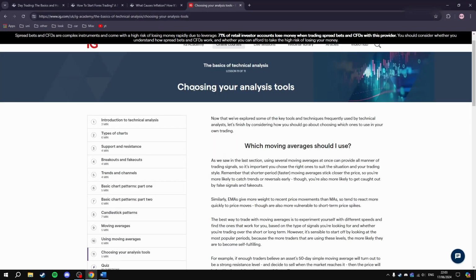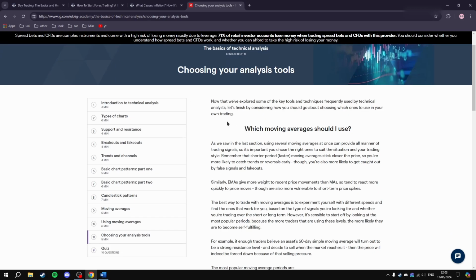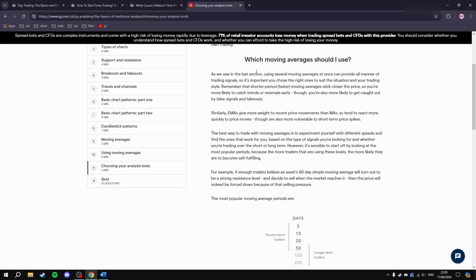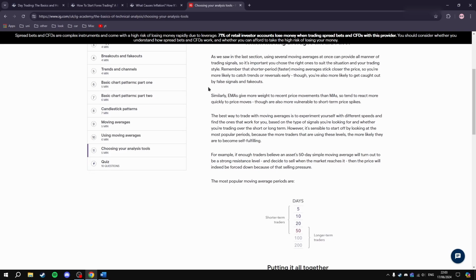Alright. Now that we've explored some of the key tools and techniques frequently used by technical analysts, let's finish by considering how you should go about choosing which ones to use in your own trading. Which moving averages should I use? As we saw in the last section, using several moving averages at once can provide all manner of trading signals. So it's important you choose the right ones to suit the situation and your trading style. Remember that shorter period, faster moving averages stick closer to the price, so you are more likely to catch trends or reversals early, though you're also more likely to get caught out by false signals and fake outs.